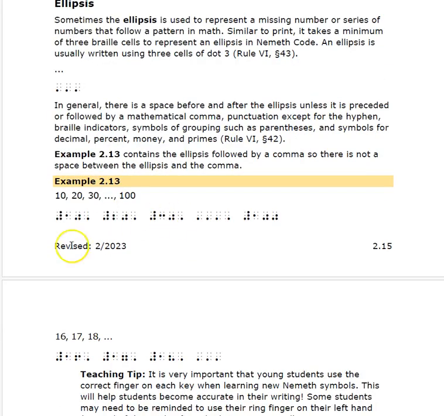Ellipsis is dot 3, 3, 3. We talked about that. Here's an example. 10, 20, 30, ellipsis, 100. It takes the place of missing numbers. There is, in general, a space before and after the ellipsis unless it's preceded or followed by a mathematical comma. So that's what happened in our example. Our ellipsis is here, 3, 3, 3, and then we have this, what the heck? Comma! Comma is sitting right next to it.